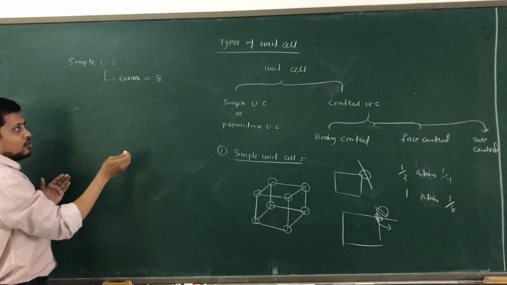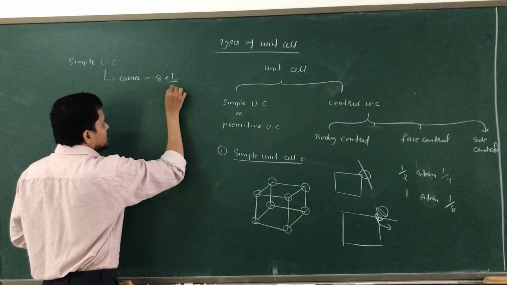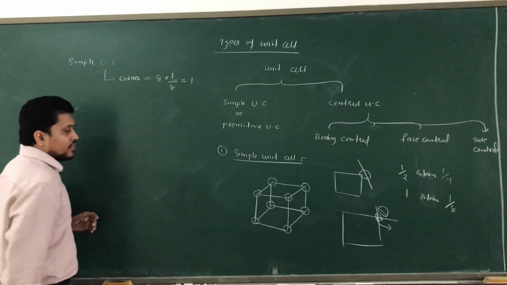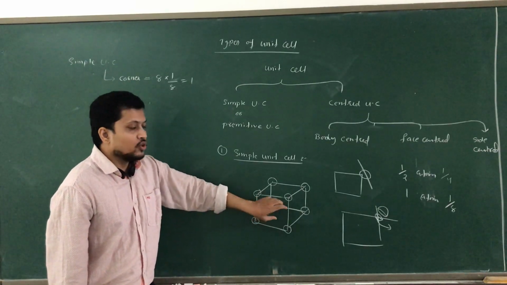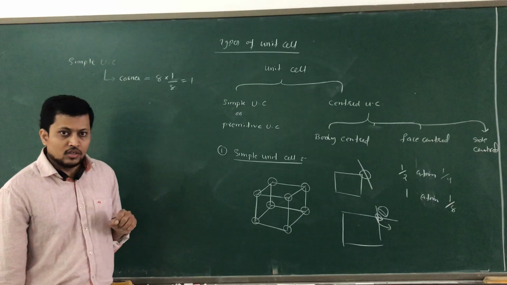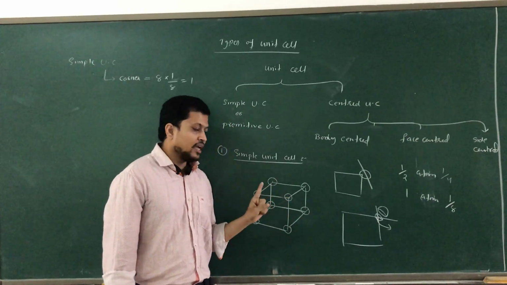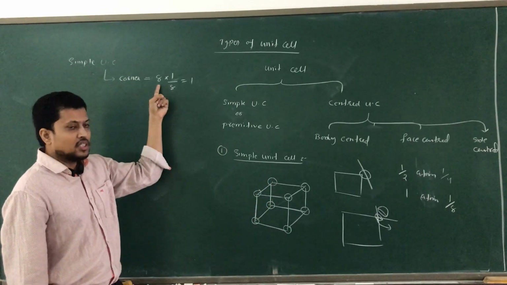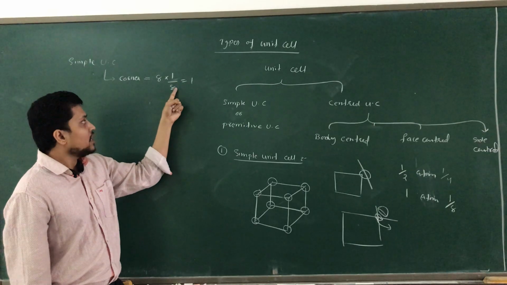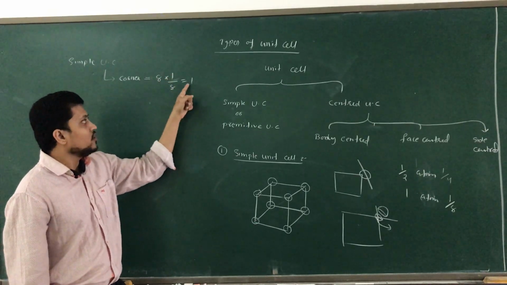And each atom is sharing how much part? 1/8. So 8 into 1/8 is equal to total 1. That means total atom present in one unit cell is going to be 1 only. Because each atom is sharing 1/8 part, and such we have 8 atoms. So 8 into 1/8 is equal to 1.